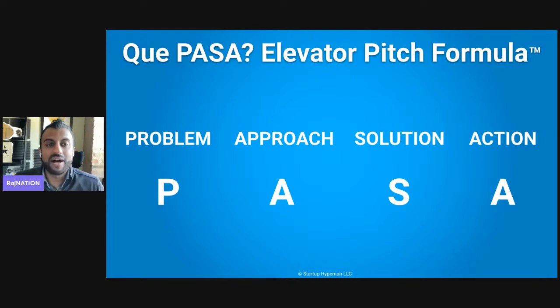You put yourself on their side first. Remember, audience focused, right? You put yourself on their side. You say, I understand this is the way things are going today. I understand that's an issue. I understand that can be really tough to deal with. I get it. It sucks. Well, here's what we do about that to help. Problem, approach, solution, action.